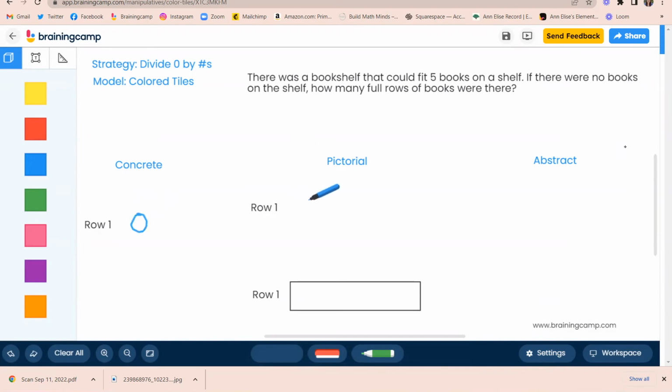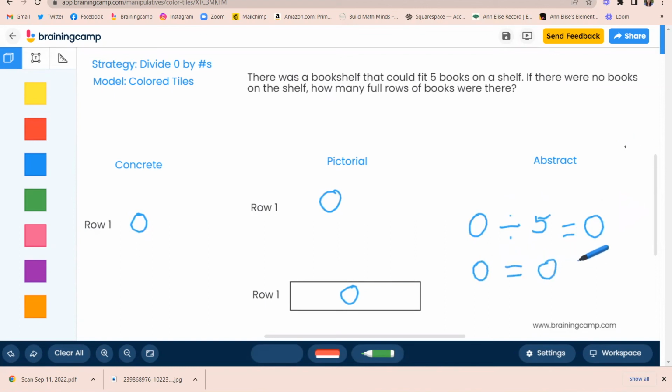Pictorially, I might imagine there being a row, but again, I'm not going to have any books on a shelf at all. I also can think about this in terms of just a tape diagram model here, row one, but there's not even any books in there. And then abstractly, again, I have the zero. I'm dividing it by 5. And that turns out to be the same thing as zero. Also putting the zero on the left-hand side.